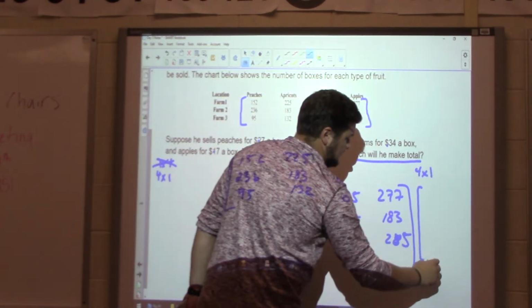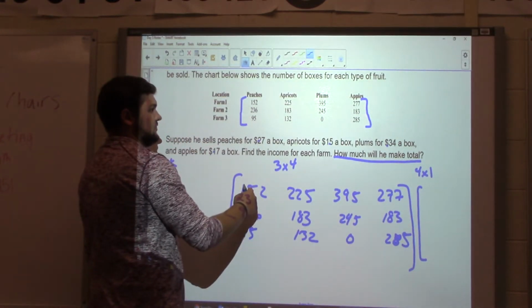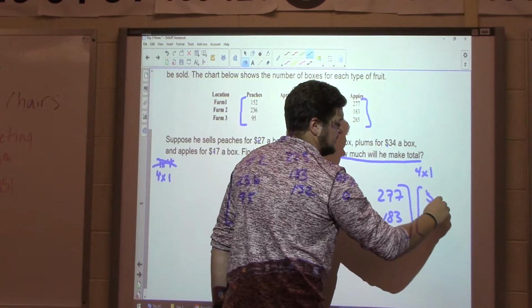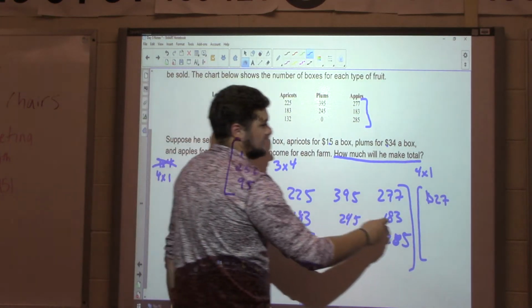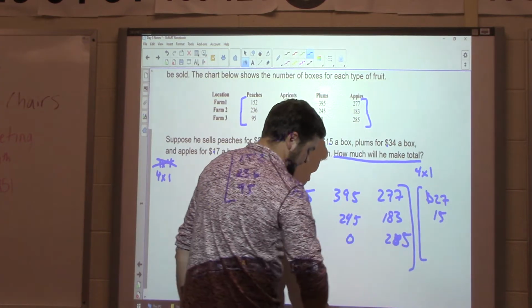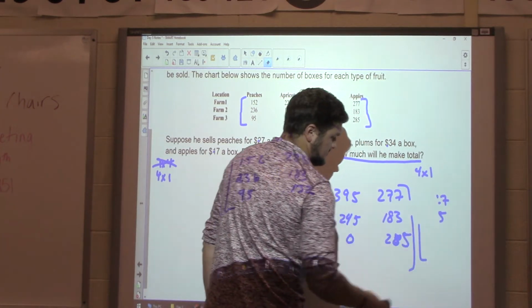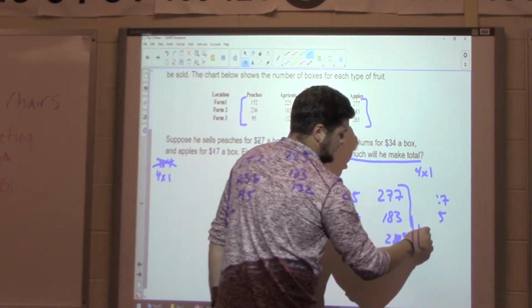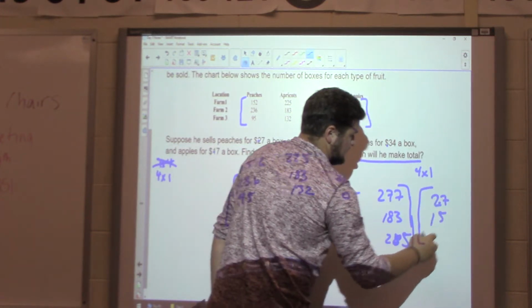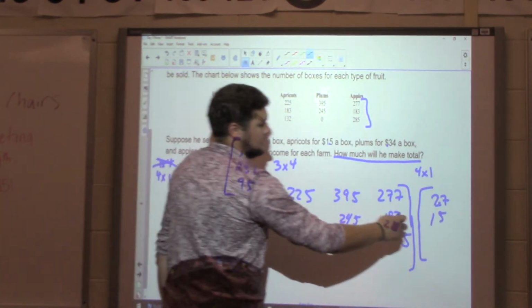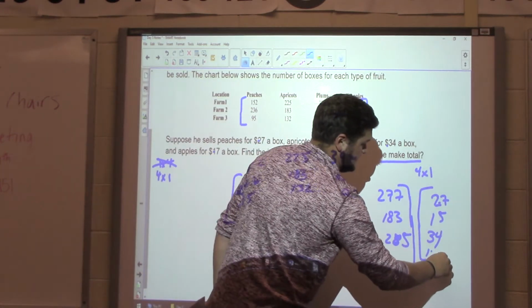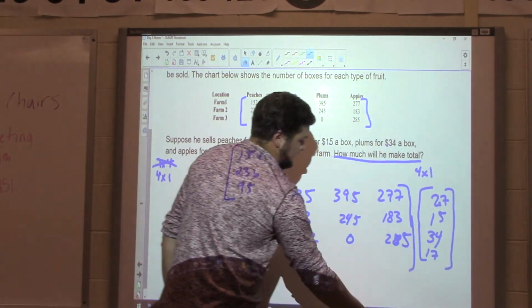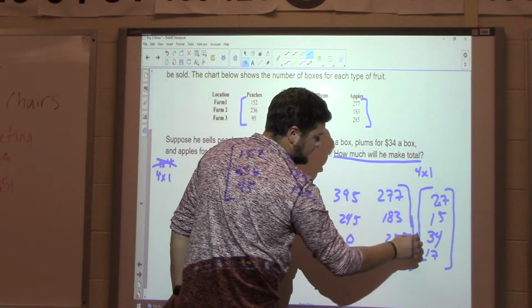Well, my first row is peaches, so I'm going to put the price of peaches, $27. Second was apricots, they're $15. I'm not going to put a dollar sign in there. Then was plums, so 34. And then we had apples at 17. Okay? So go ahead and multiply those, please.